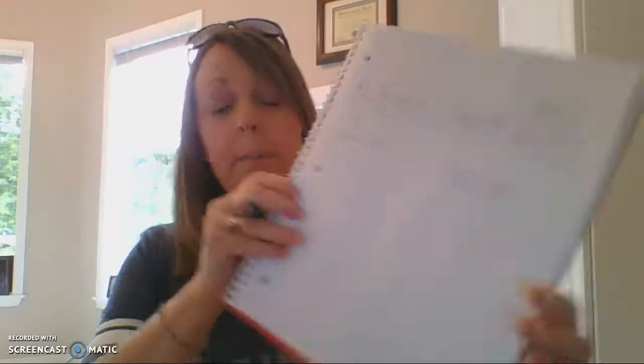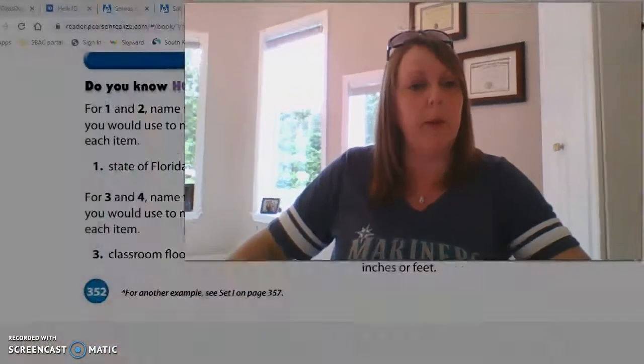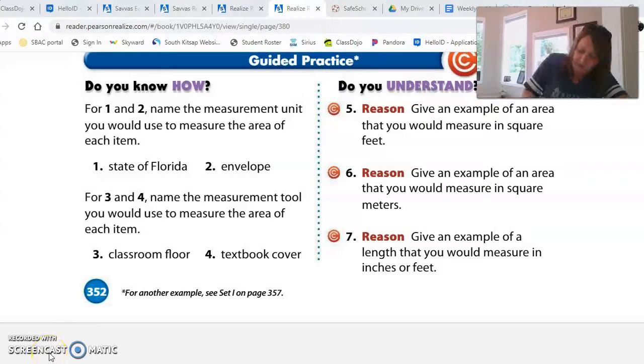kilometers. Okay, all right. Here we go again with number 3. Look how easy peasy today's lesson is compared to what we've been learning. This one here wants us not to pick the unit, but to pick the tool that we would use. What would you guys use to measure the classroom floor?